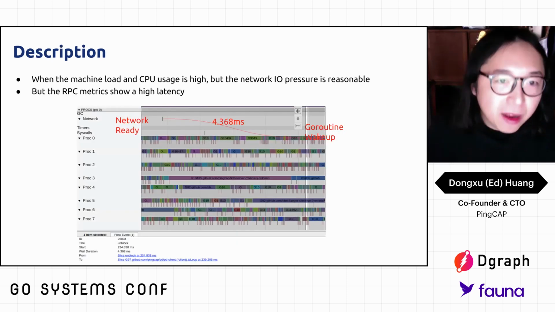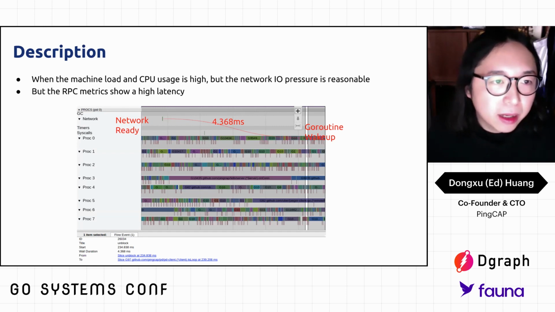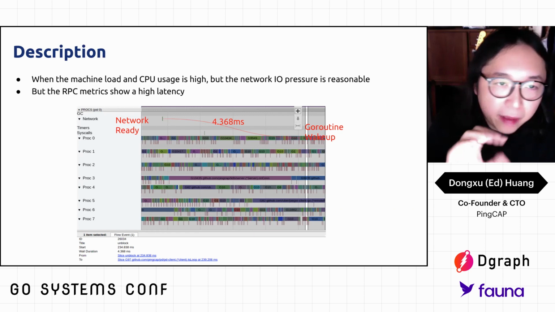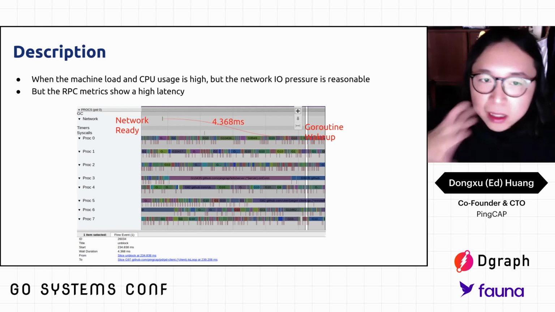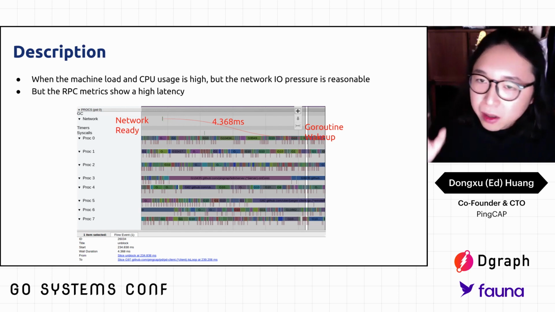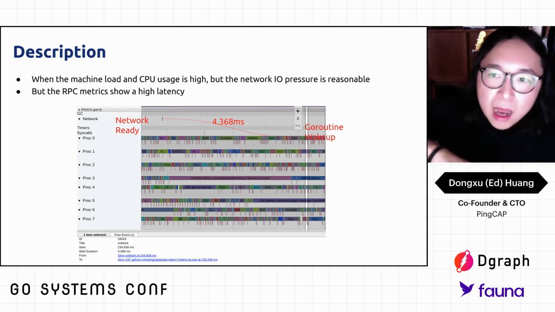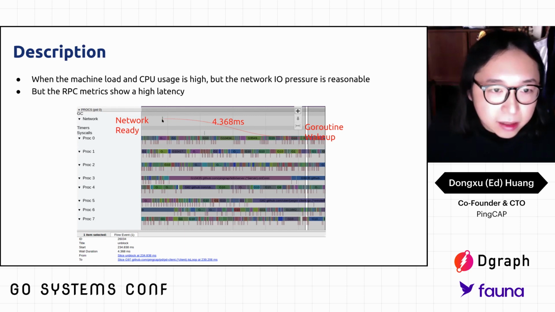But we found some very weird situations. When we looked at some of our users, they had weird latency jitter when the system load, the machine load, and the CPU usage were high. But the network IO pressure was reasonable. So why was there a high peak of network latency? So this is the case.